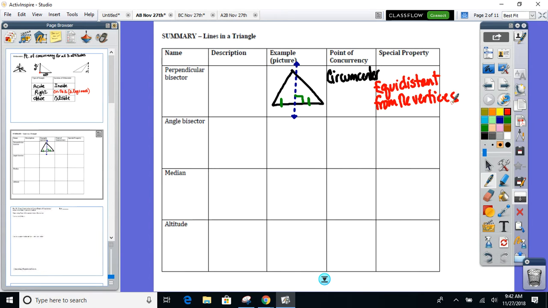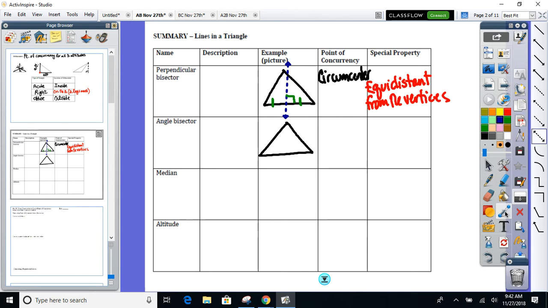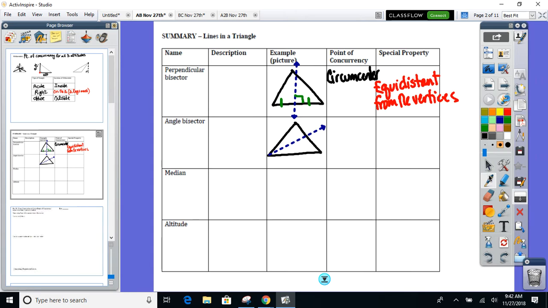All right, equidistant from the vertices. Angle bisector. Draw a triangle. Go ahead, another triangle, please. Draw a line that bisects one of the angles. Just sketch it. We're going to do all these constructions right now. So go ahead. What should you be putting on your diagram that shows me it bisects?